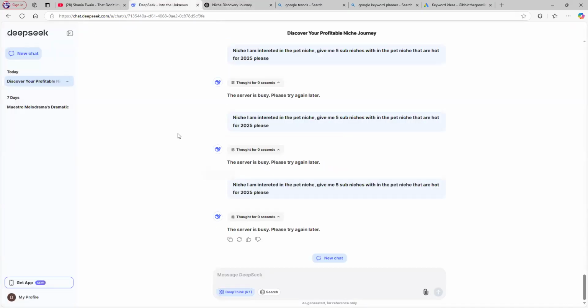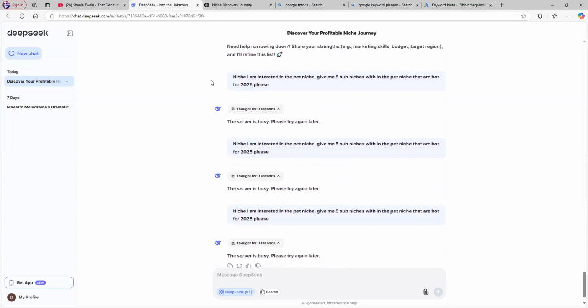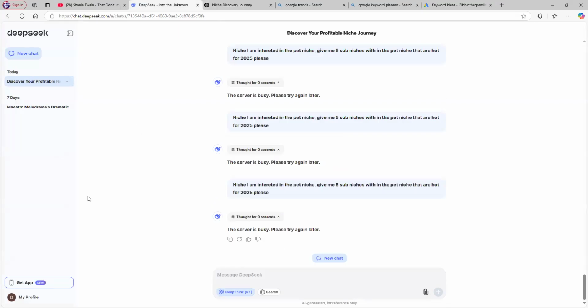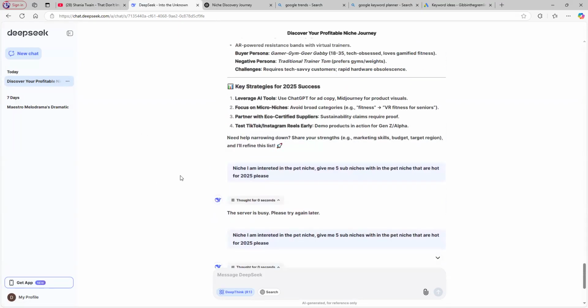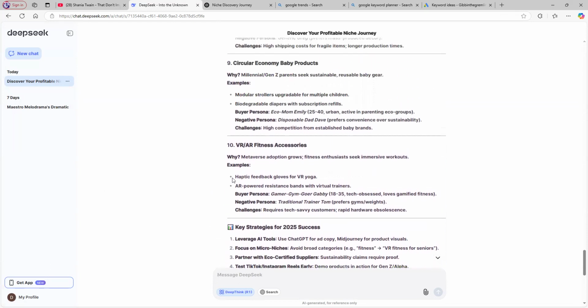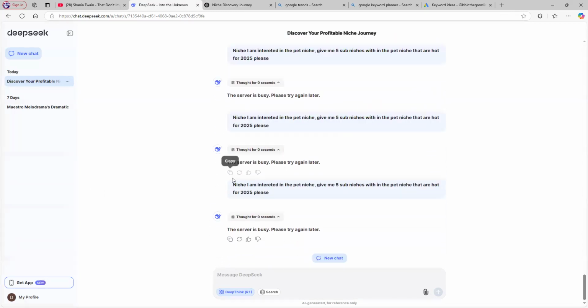Okay, we will no longer be using DeepSeek today, apparently. Servers are all busy. But as you can see, it still came up with some decent ideas. You may have to come at this in a day or two. Do not rush this, folks. There is no rush to start a brand. Take your time, do it right the first time.